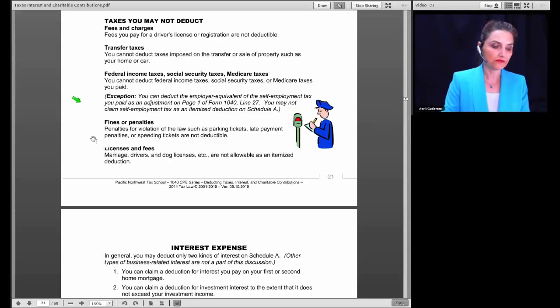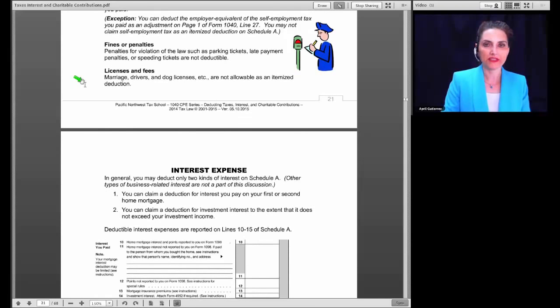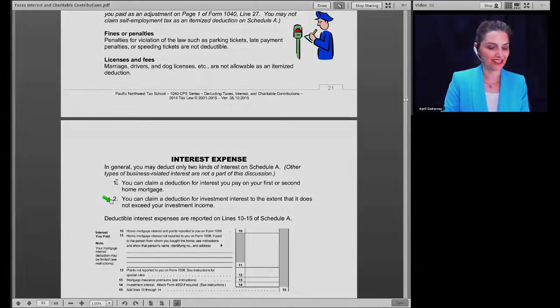Fines or penalties. These include penalties for violation of a law, such as parking tickets, late payment penalties, or speeding tickets. These are non-deductible. And finally, licenses and fees. For example, marriage licenses, driver's licenses, dog licenses. These are not allowable as an itemized deduction.